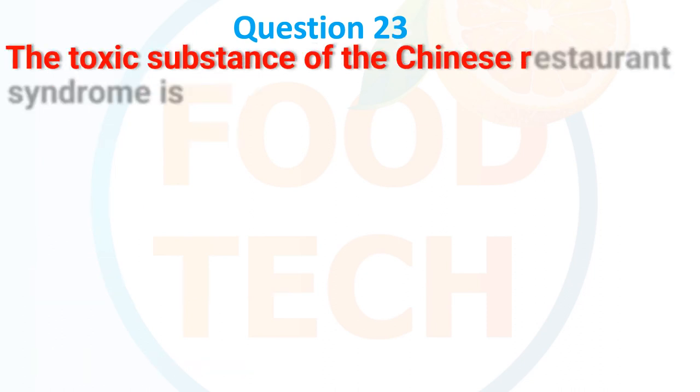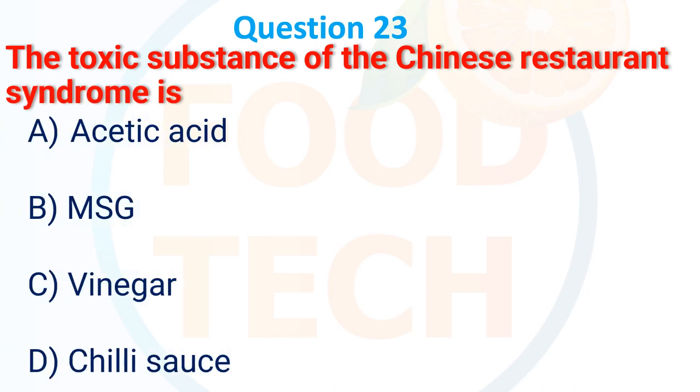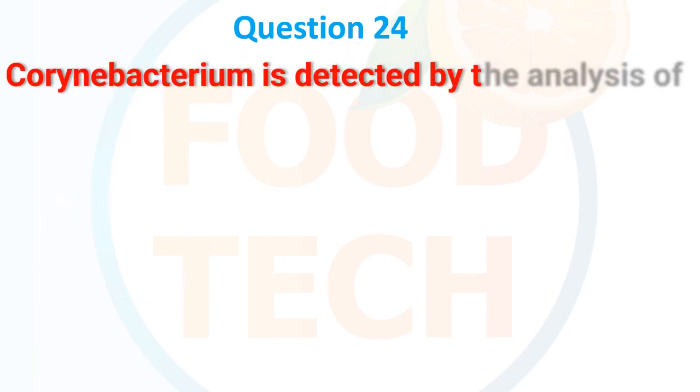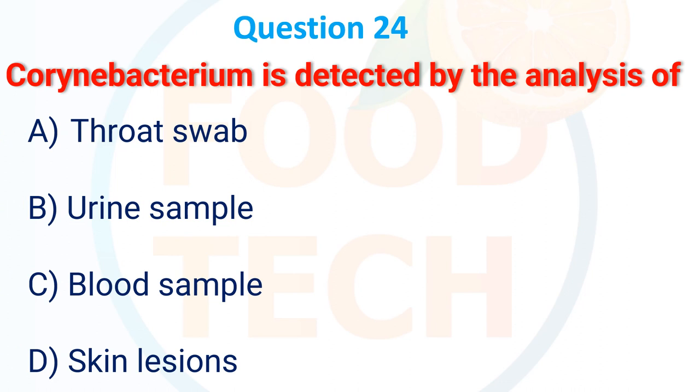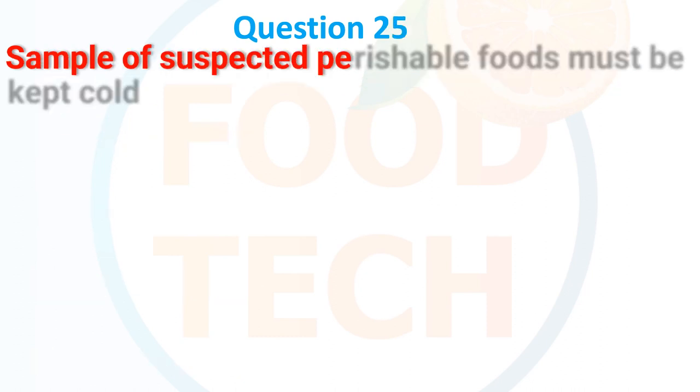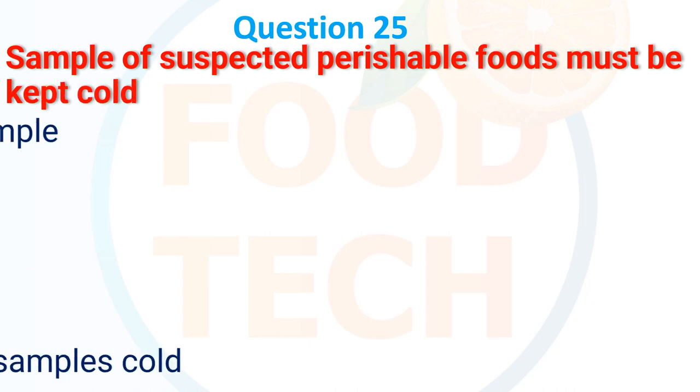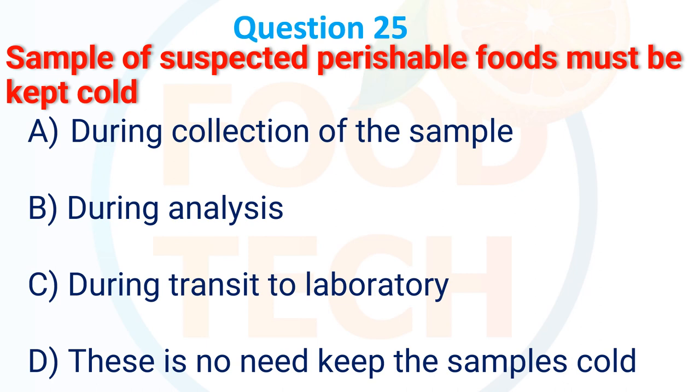The toxic substance of Chinese restaurant syndrome is A. acetic acid, B. monosodium glutamate, C. vinegar, D. chili sauce. The answer is B, MSG. Corynebacterium is detected by the analysis of A. probe swab, B. urine sample, C. blood sample, D. skin lesion. The answer is throat swab. The sample of suspected perishable foods must be kept cold A. during collection of sample, B. during analysis, C. during transit to laboratory, D. there is no need to keep the sample cold. The answer is during transit to laboratory.